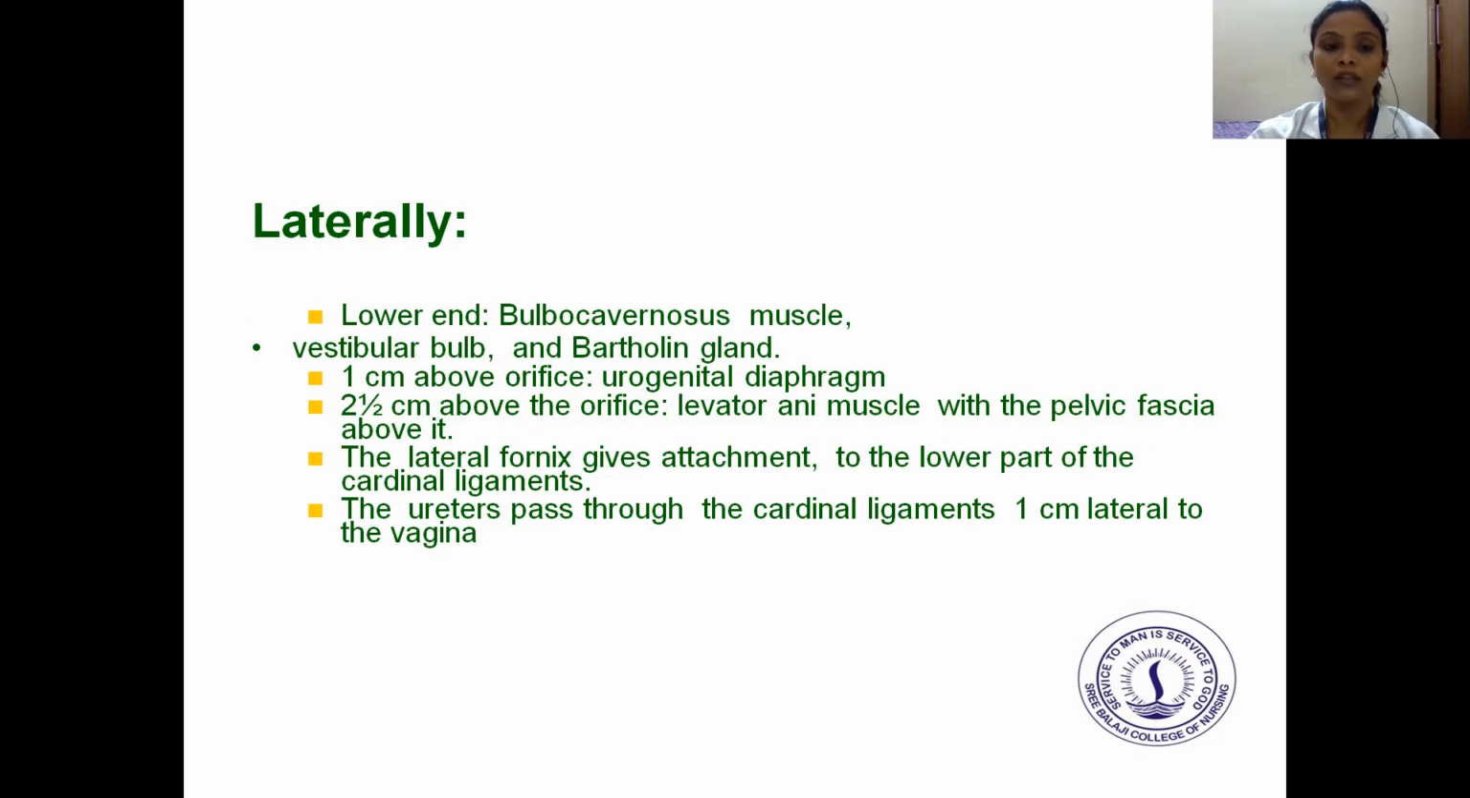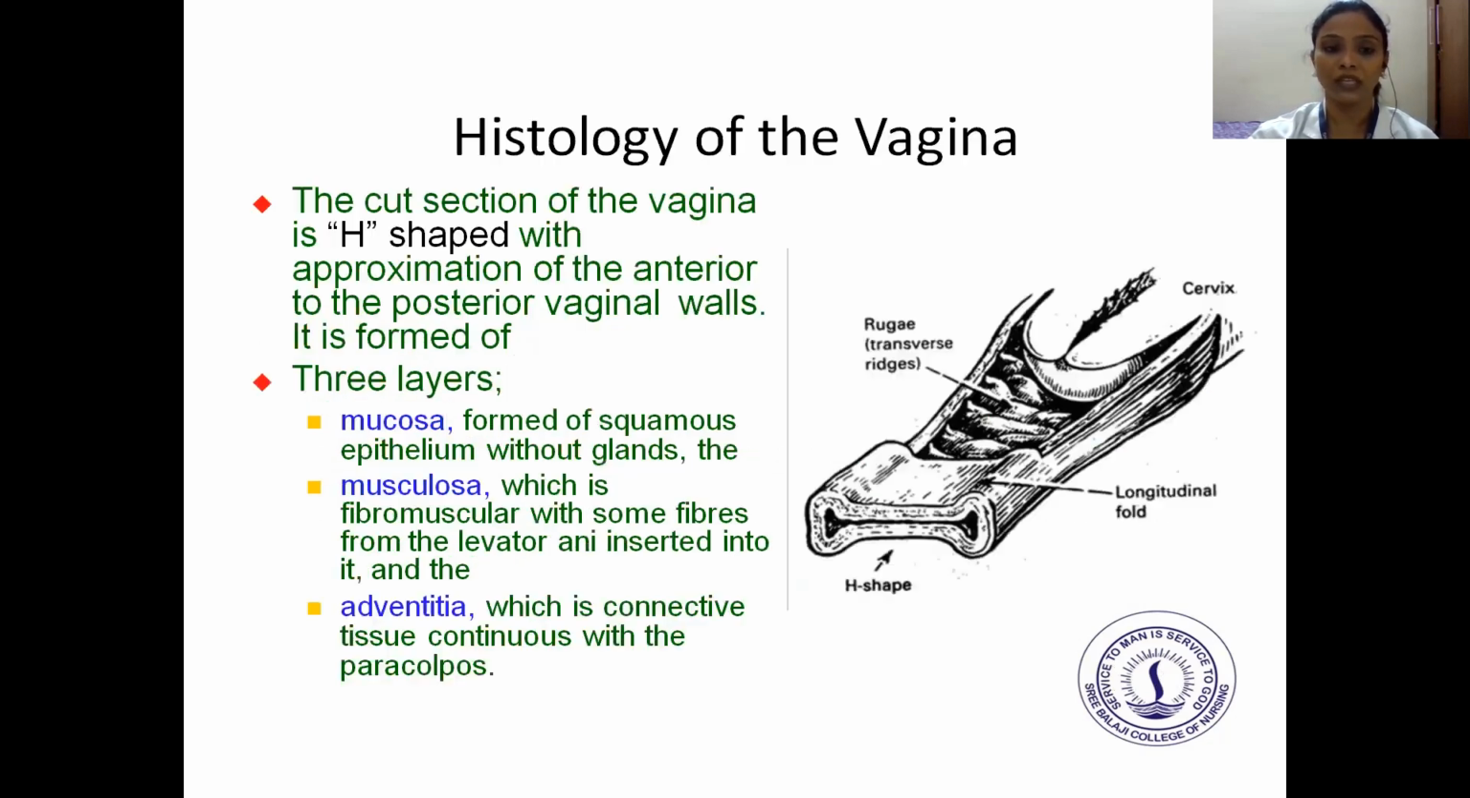Bartholin gland. 1 centimeter above the orifice is the urogenital diaphragm, and 2.5 centimeter above the orifice is the levator ani muscle with the pelvic fascia. Above it, the lateral fornix gives the attachment to the lower part of the cardinal ligaments. The ureter passes through the cardinal ligaments 1 centimeter lateral to the vagina. That is the lateral connection to the vagina.